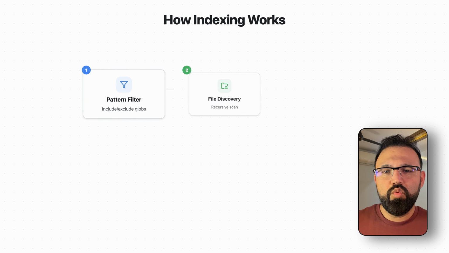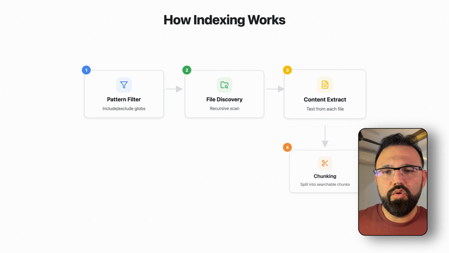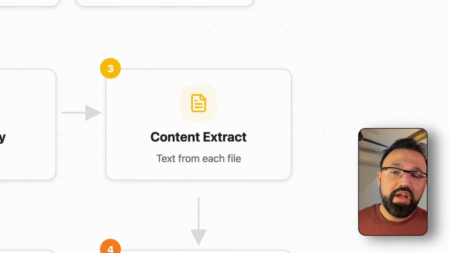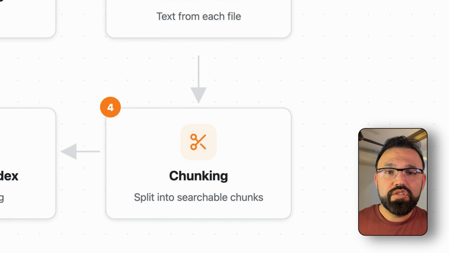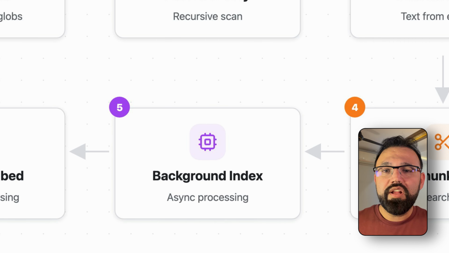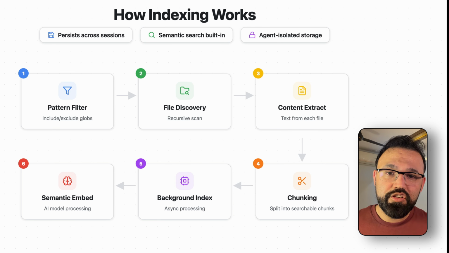So here's how indexing works under the hood. It starts with pattern filtering to include or exclude files, then discovers files recursively, extracts text content, chunks it into searchable pieces, runs background indexing, and finally creates semantic embeddings with an AI model. Your indexed knowledge persists across sessions, has semantic search built in, and uses agent-isolated storage.